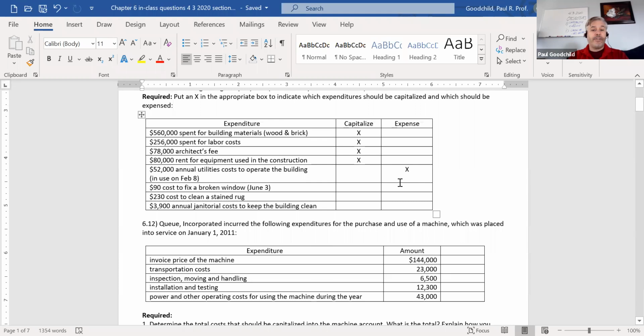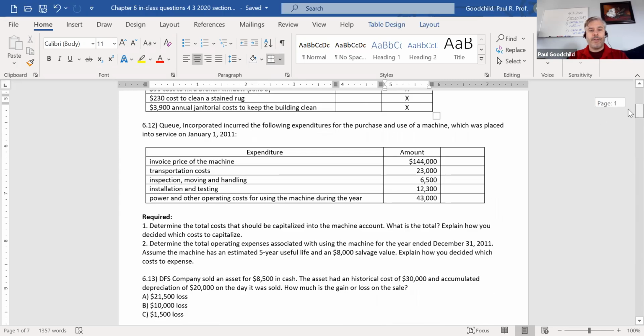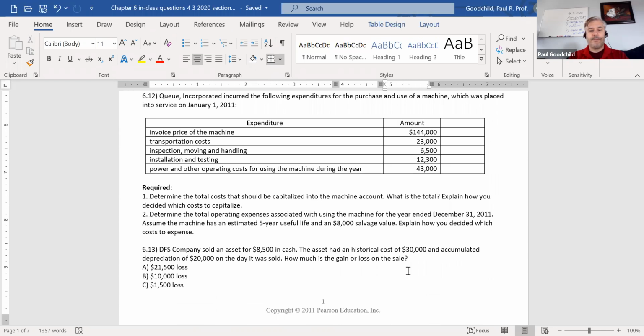$90 to fix a broken window, routine expense, especially if you have children. $230 cost to clean a stained rug, expense. And $3,900 in annual janitorial costs, which is just to keep the building clean. That's part of the routine maintenance that should be done on the building, so those would be expensed. Any questions there?